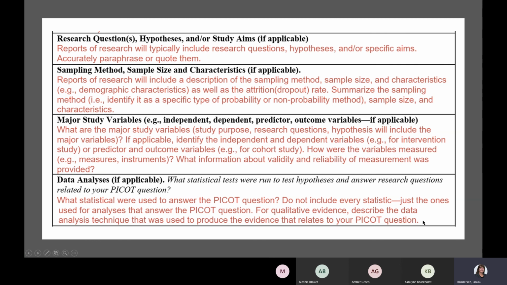So often in qualitative studies, they do some type of content analysis where they analyze the narrative responses of individuals, and they categorize, or they identify themes, and they create categories of responses. So that's what you include there. Now, you don't want to put any results here. You just want to put the tests or the analysis techniques that were used.